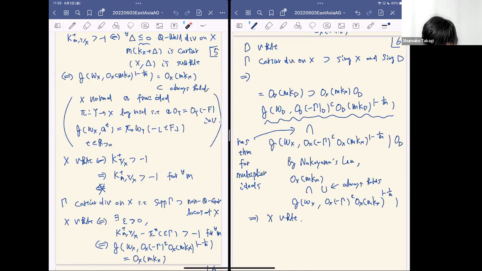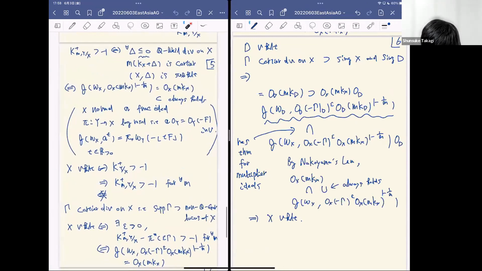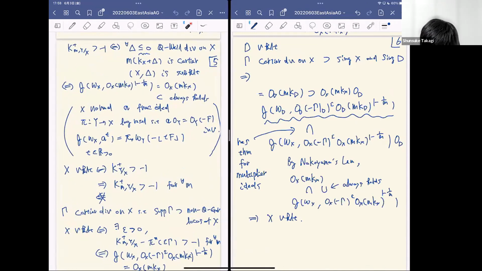It may look complicated, but the idea is quite simple. First, we characterize variative KLT singularity in terms of multiplier ideals, and second, we use the restriction theorem for multiplier ideals. That's it. So this is about the KLT case.